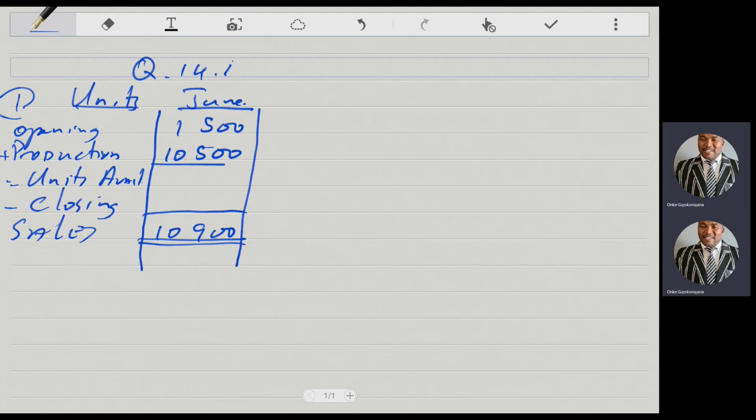Now we can start working out how we are going to get to our closing working process. We've got an opening of 1,500, production 10,500. So that gives us a total of units available of 12,000, because we add 1,500 plus 10,500. And then out of the 12,000 units that we had in the month of June, we made sales of 10,900. Therefore, we are left with how many units?